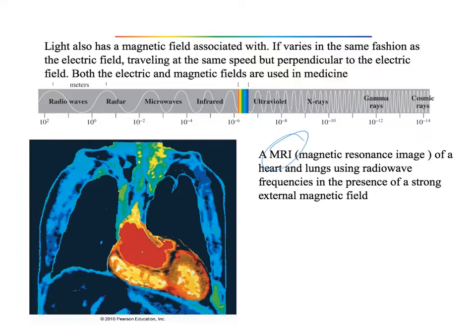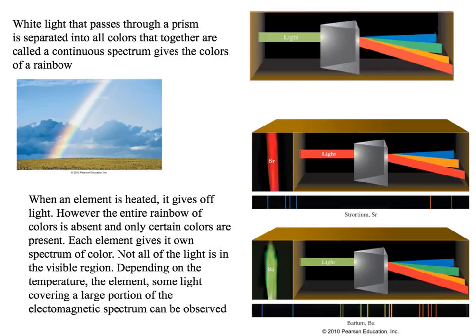And the picture here is an MRI of a heart and lungs using radio wave frequencies in the presence of, and here's the key kicker here for the MRI, obviously not just being exposed to radios is going to do this, but in the presence of a strong external magnetic field. So they use magnets to line up the electrons in our bodies. White light that passes through a prism is separated into all the pretty colors. You guys can all see this here.